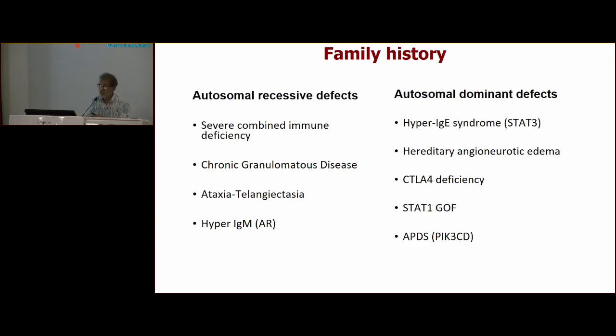And there are other disorders presenting with the phenotype of severe combined immunodeficiency which are inherited in an autosomal recessive manner. Autosomal dominant disorders: the common example is the hyper-IgE syndrome, which is caused by a loss of function in the STAT3 gene; hereditary angioneurotic edema, which is caused by a heterozygous variant in the SERPING1 gene. And then you've got others like STAT1 gain of function, the activated PI3K delta syndrome (APDS), and the CTLA4 deficiency. So these are some examples of autosomal dominant disorders.